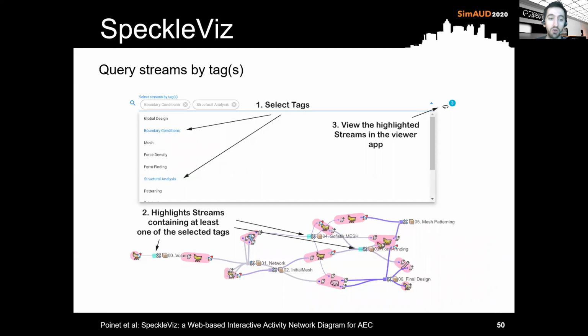You can query the streams by tags. In Speckle, you can give tags to each stream. So here you can query them, and if the stream contains one or more tags, they will be highlighted. And on the top right, there is a dedicated button with which you can actually view the highlighted stream in the viewer app.